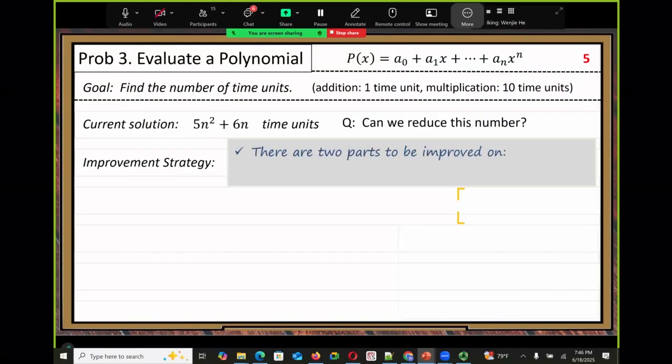There are two parts to be improved on: the addition part and the multiplication part. So the question is, which part is more important? When you have limited resource, let me describe the situation. Suppose you have the limited resource. Y is n minus 5n.